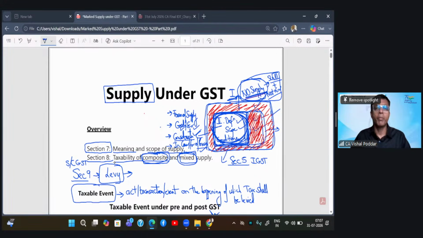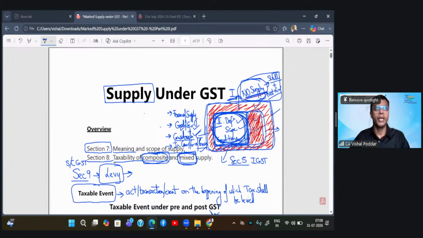However, if your package does not satisfy the definition of composite, but satisfies the definition of mixed, then in such cases your package will be taxed by taking the rate of that supply which is highest among all the other supplies. So that is the tax treatment of composite versus mixed supply. Students, in the previous two lectures, when we understood the concept of supply, these were the various aspects covered.